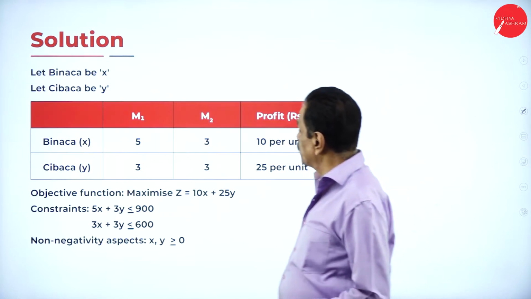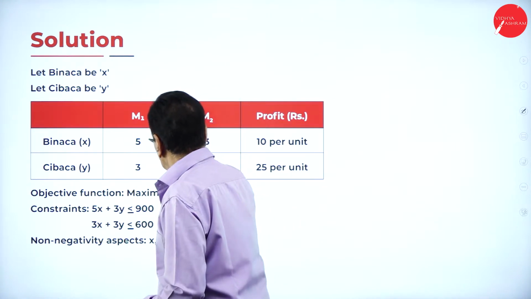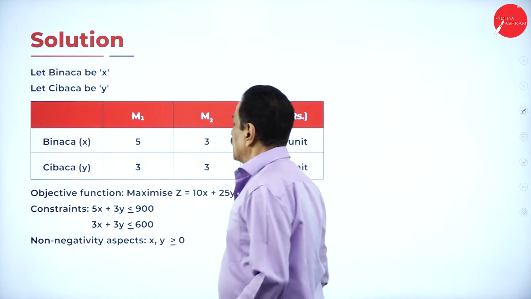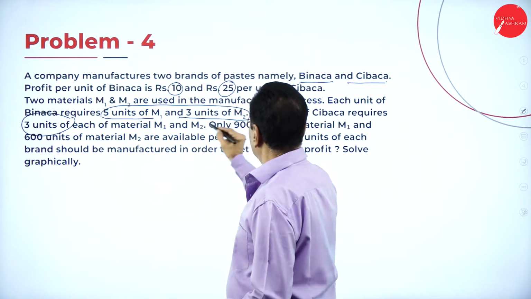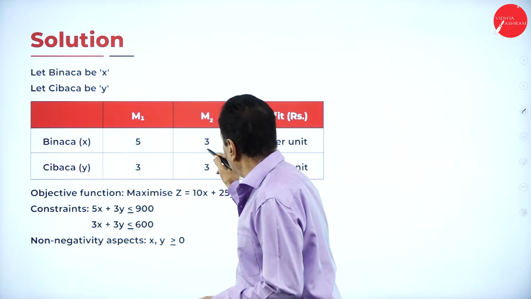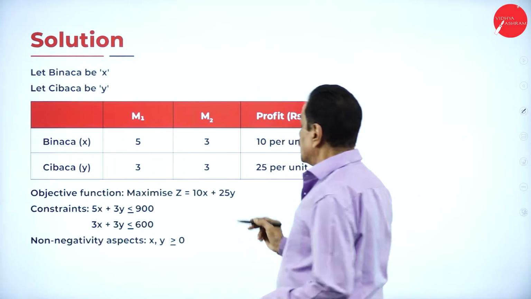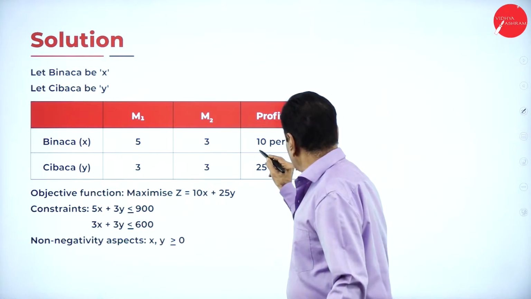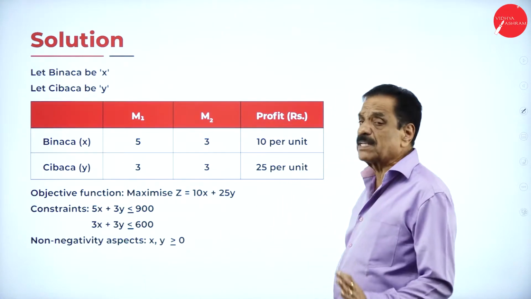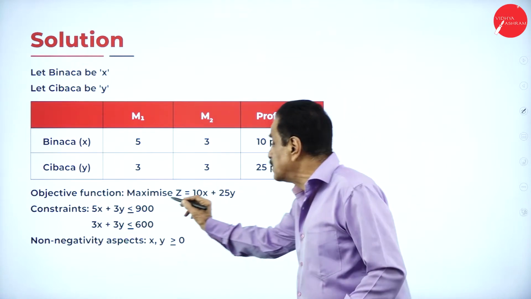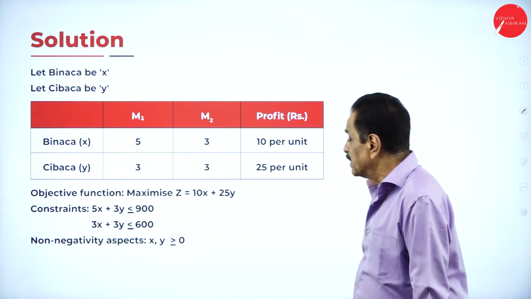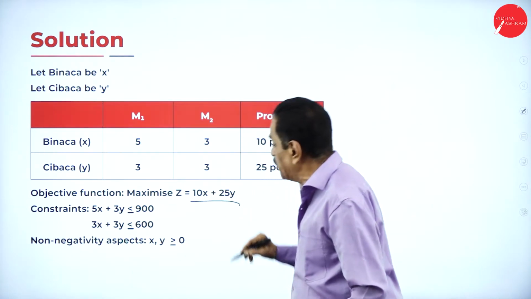Here, for the first one, 5 units of M1 and 3 units of M2. The maximum profit is represented by the letter Z. Maximization of profit is Z equals 10x plus 25y. This is the maximum profit available.